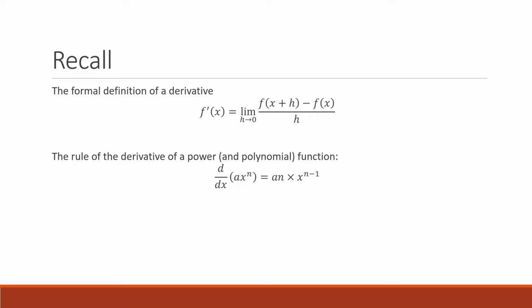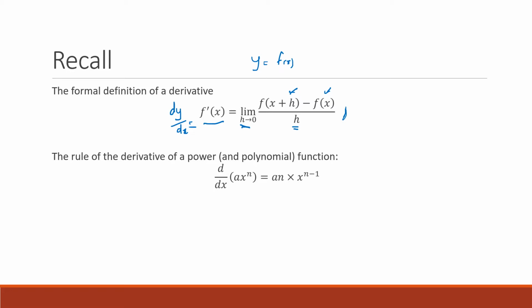Key things to remember. The formal definition of our derivative, f dash x, or sometimes also called dy dx if we're talking about y equals some function of x. Remember, they both mean the same thing. That is equal to the limit as h approaches 0 of f of x plus h minus f of x, divided by h. This is basically our gradient formula, remember. And as h gets closer to 0, that's what we're talking about with our instantaneous rate of change.